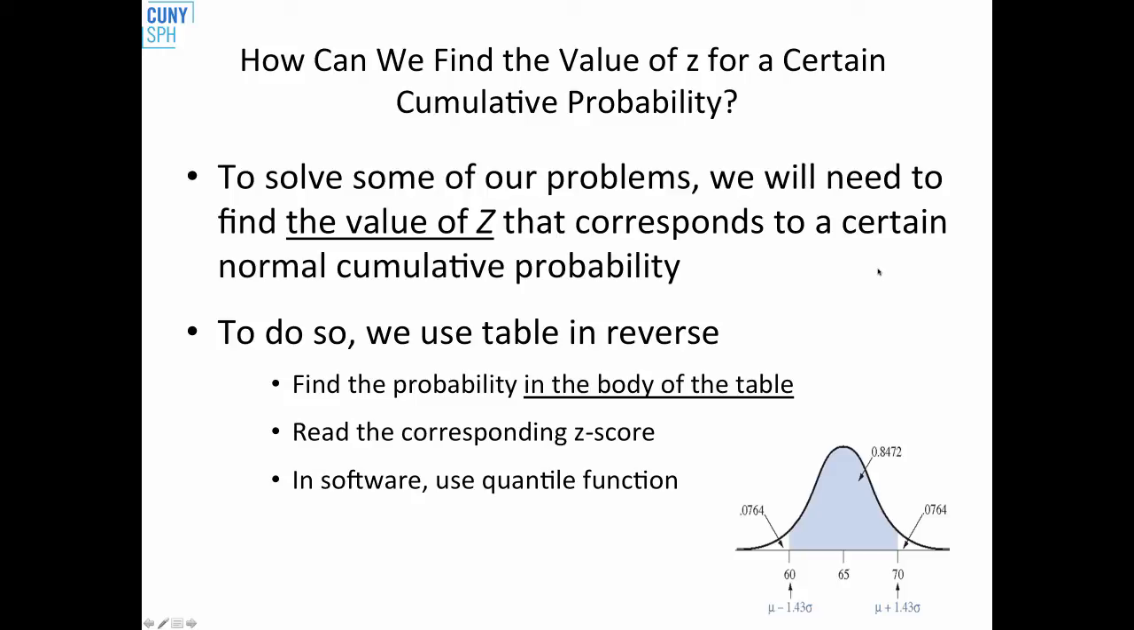So, to solve some of our problems, we'll need to find the value of z that corresponds to a certain cumulative probability. So rather than starting with the value of z and calculating the probability, we have the probability and we need the value of z. To do that, you can just use the table in reverse by finding that probability in the table and reading off the corresponding z-score. Or in software such as Excel or R or SPSS, you can use so-called quantile functions.